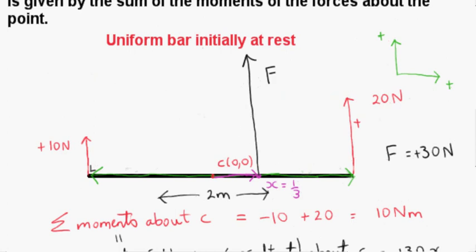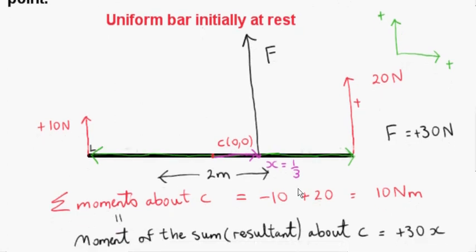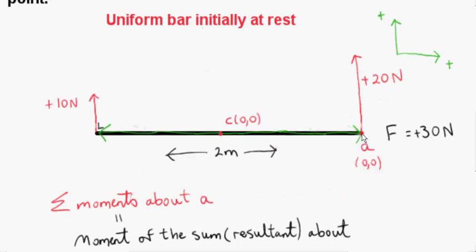Now, an interesting fact about the principle of moments is that when we take the sum of the moments about a point, the point can be any point. Okay, so let's pick a different point. Instead of C, let's pick this point here. So let's call this point A. So this is our new origin, 0, 0.